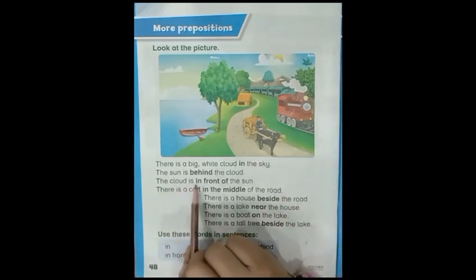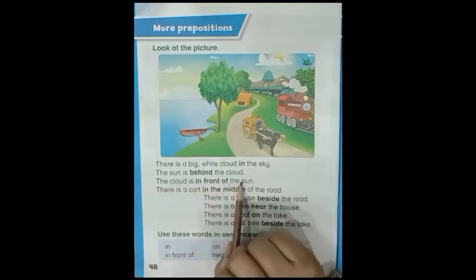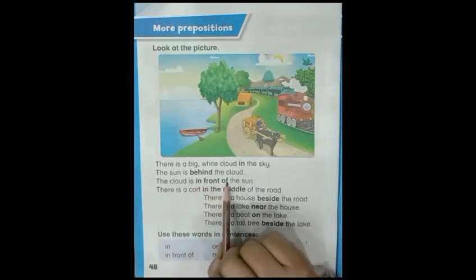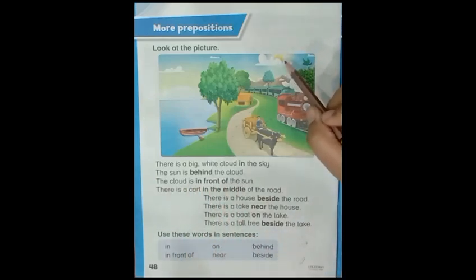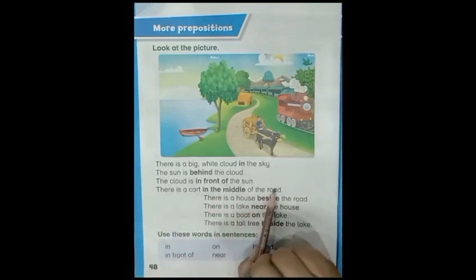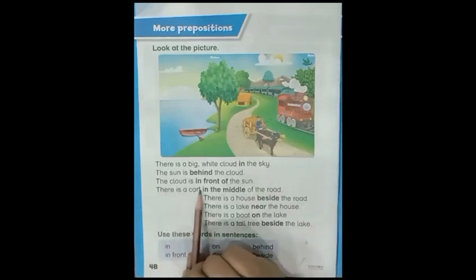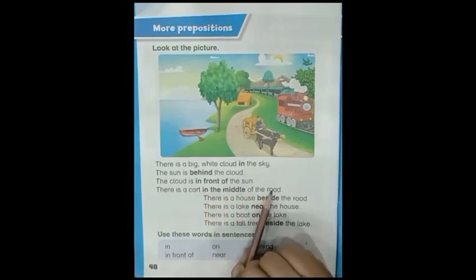The cloud is in front of the sun. In front of is a preposition here, and you can see it is describing the position of the cloud. That cloud is in front of the sun. There is a cart in the middle of the road. You can see it is a cart and it is in the middle of the road.